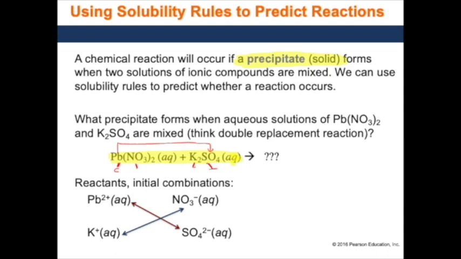So cation 1, anion 1. This is cation 2, anion 2. Cation 1 is now going to form a new compound with anion 2, and cation 2 is going to form a bond with anion 1. So now the products are going to be lead with sulfate. Lead is +2, sulfate is -2. So the crisscross charges will give us the compound PbSO4.